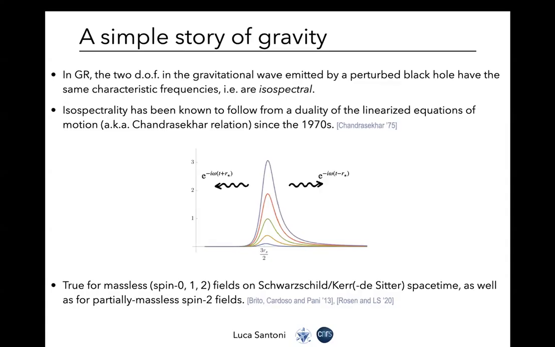One simple example in this simple story of gravity is something that is very well known, which is isospectrality, the fact that for quasi-normal modes, you have 2 degrees of freedom, right? And these 2 degrees of freedom have characteristic frequencies if you perturb a black hole and you impose certain boundary conditions, as we have heard. And it so happens in general relativity that the frequencies are exactly the same for these 2 degrees of freedom, and this is true for massless spin 0, 1, 2, and also partially massless fields, and has been known since the 70s from Chandrasekhar. Okay, I will go back to this at the very end.